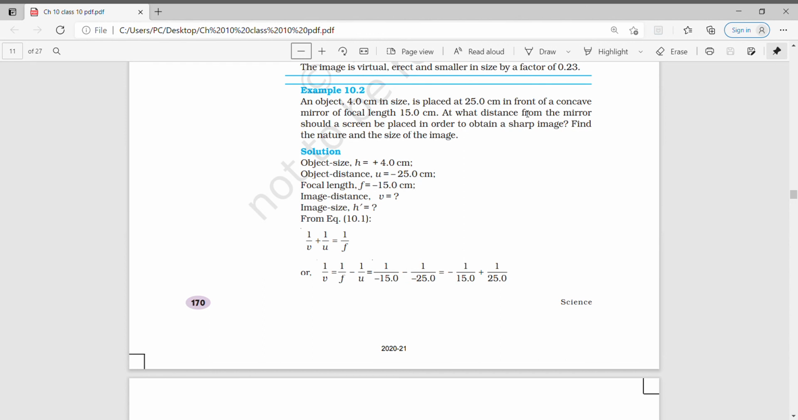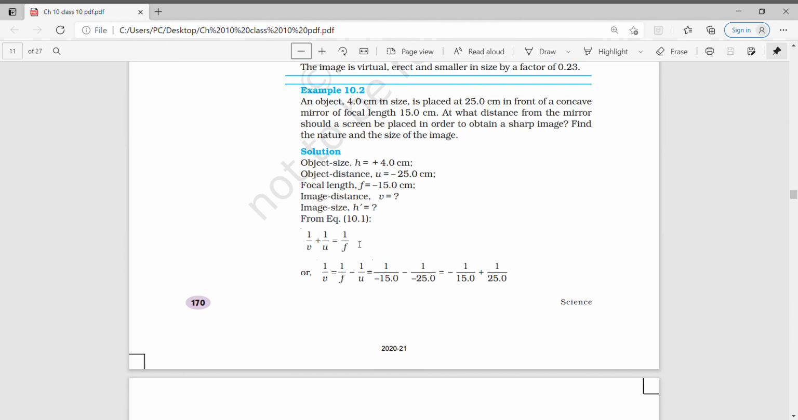And since it is a concave mirror, focal length will be negative. For a concave mirror, focal length is negative. For a convex mirror, focal length is positive. That's a rule that you have to remember. So focal length will be minus 15 centimeter. And you are to calculate v here, that is image distance, and you are to calculate the height of the image, h dash. So these two things you have to calculate.